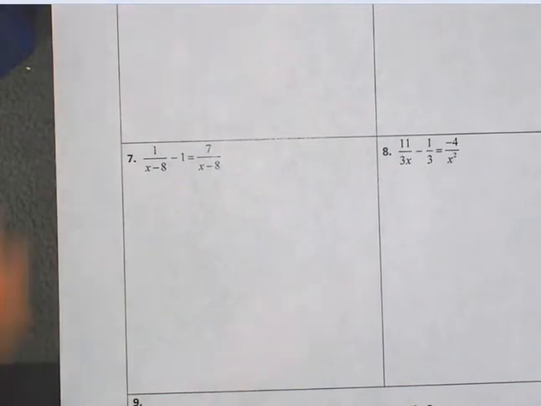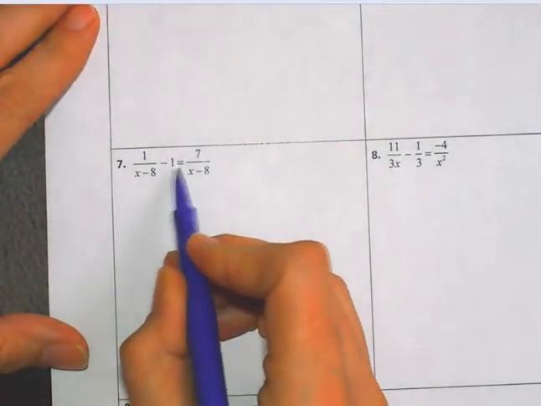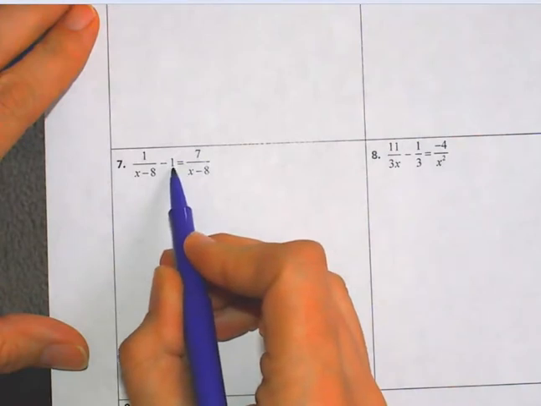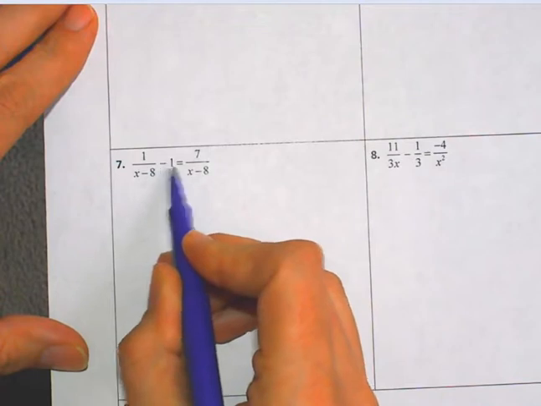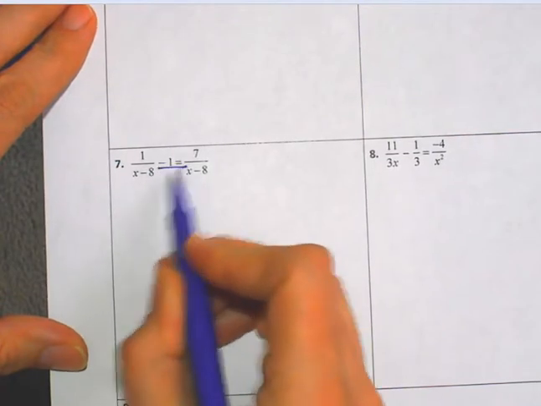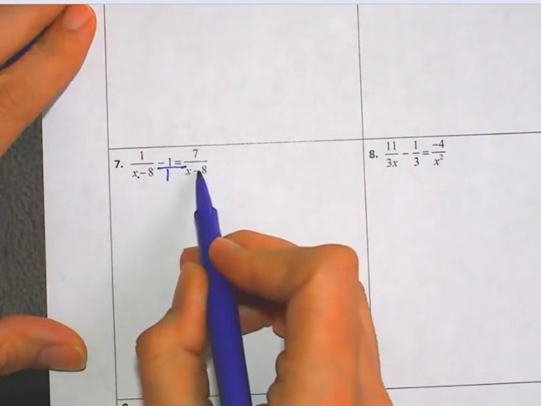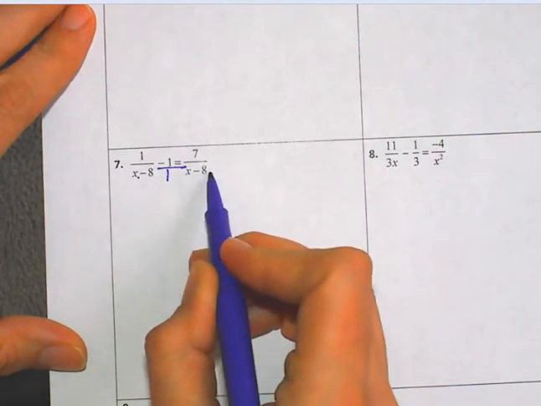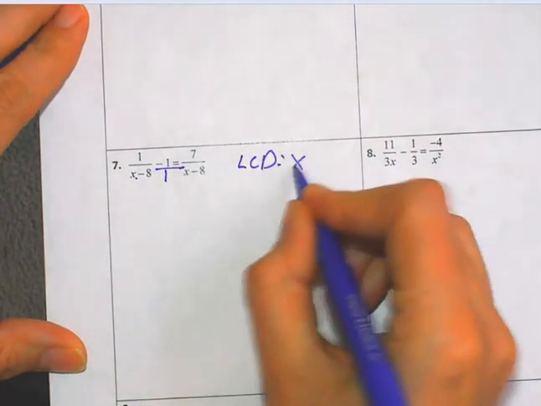Well, 7's a little more complicated because I have this minus 1. So the only thing you need to be careful here is making sure that you turn this into a fraction so you don't forget that minus 1. So that's going to be minus 1 over 1. And then look to see what the common denominator is going to be, and that's going to be x minus 8. So my least common denominator is x minus 8.